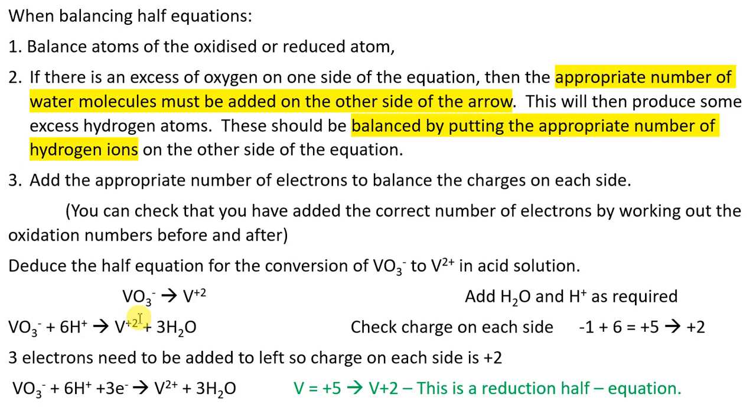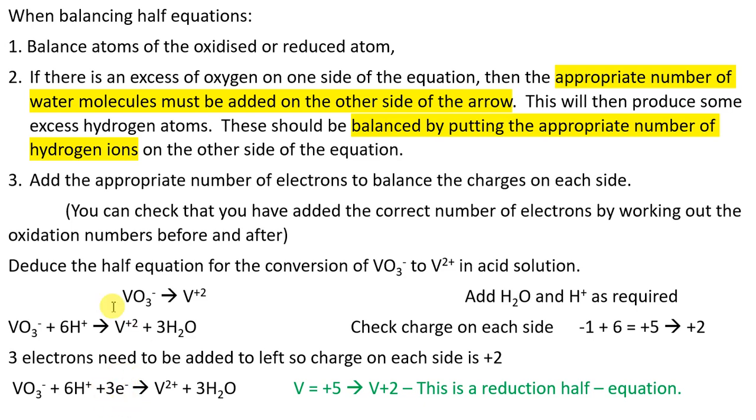So, in my example, VO3-, that's 1 negative, plus 6H plus, 5 plus altogether, going to V plus 2, the only thing with charge on the right. My overall charge is down by 3. Plus 5 overall in the reactants, plus 2 in the products. I need to add 3 electrons to the reactants.